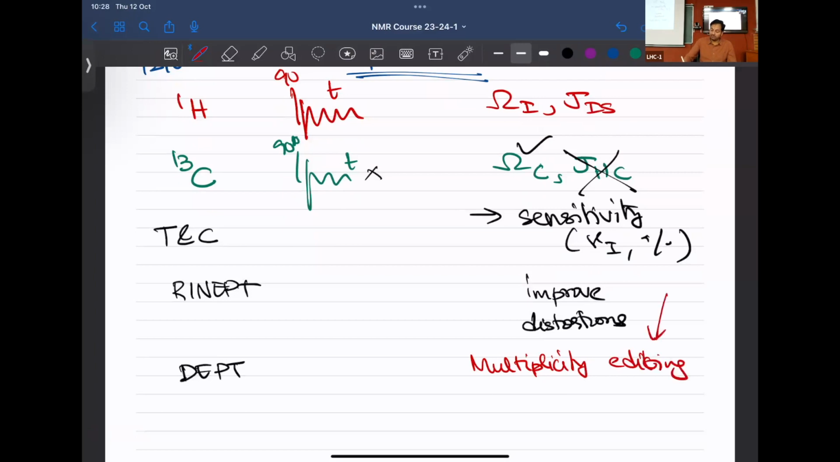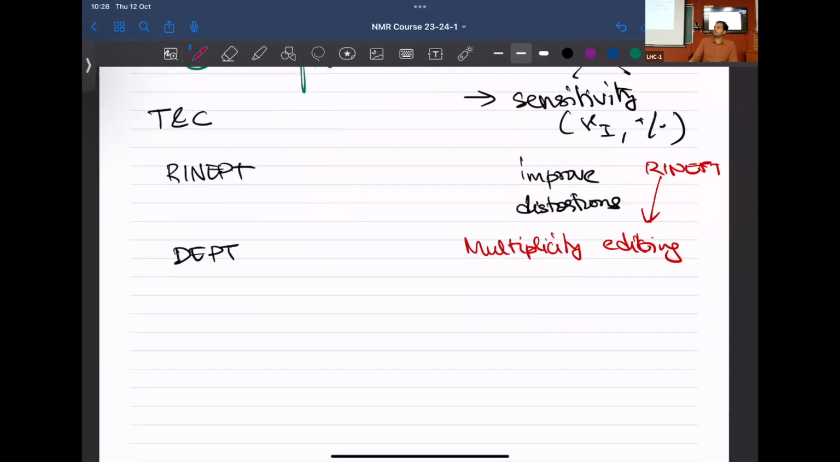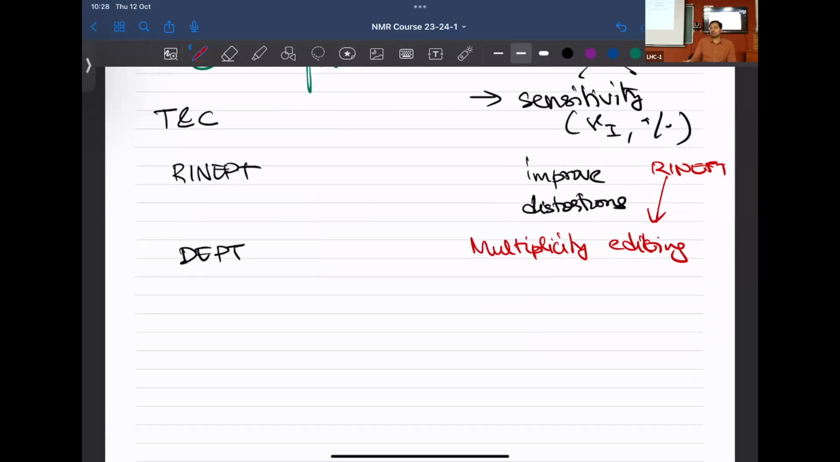By the way, this aspect exists even for the refocused INEPT. It's just not unique to the DEPT. Even in the INEPT transfer, these things happen. I just didn't have the time to explain it. Okay. Good. Slowly, I've come from proton NMR to carbon NMR enhanced by polarization transfer, and different pulse sequences that could help you get some exquisite information.